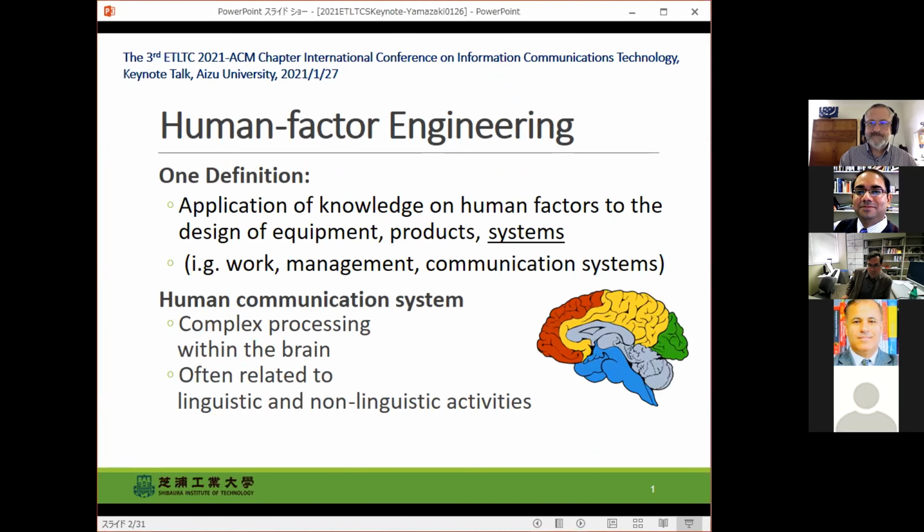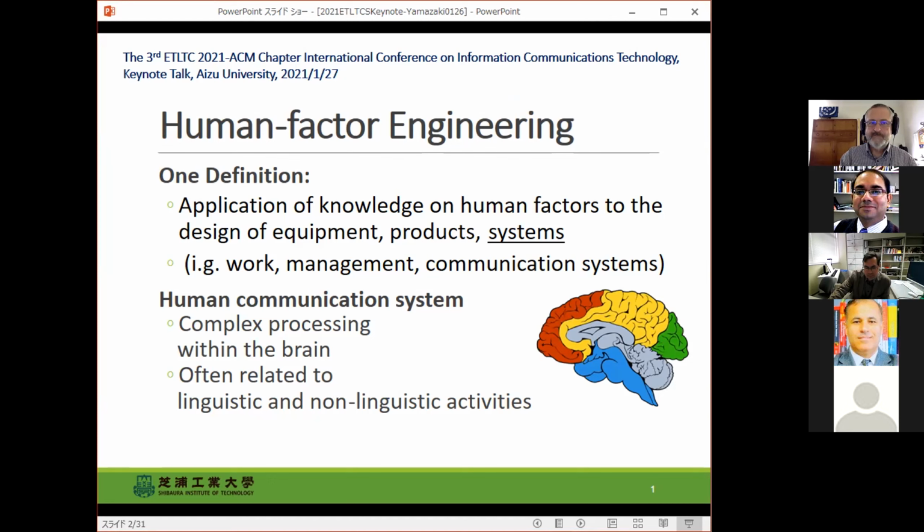Well, I guess it's kind of a new area in engineering research nowadays. One definition maybe can be application of knowledge on human factors to the design of equipment, products and systems. By the word system, I'd like to include work systems and management systems, and of course, communication systems. As you know, the human communication system is a very, very complex process, which happens in our brain.